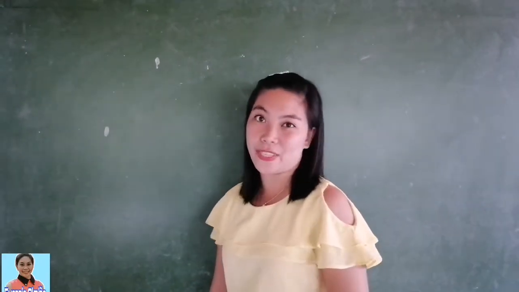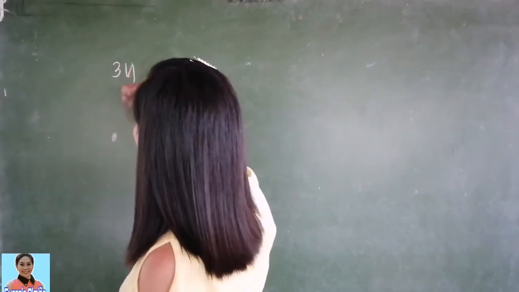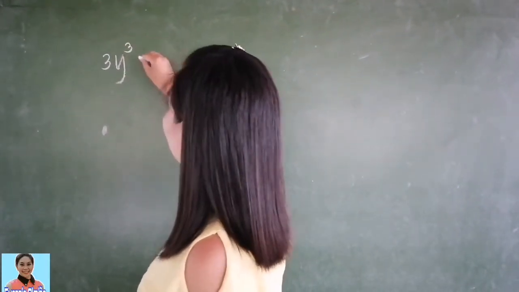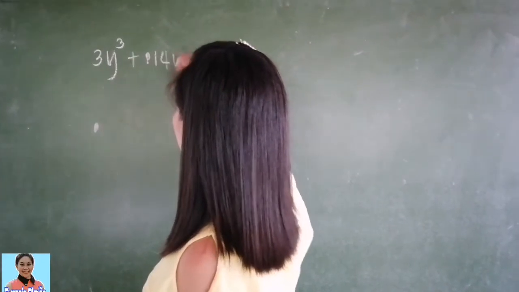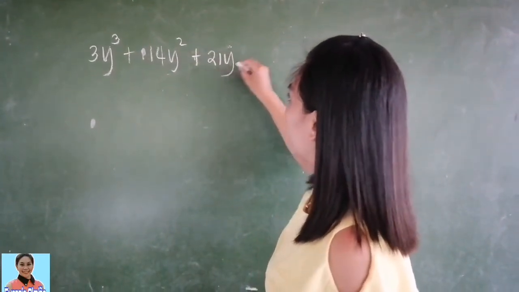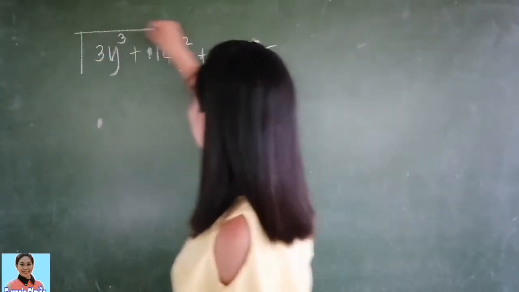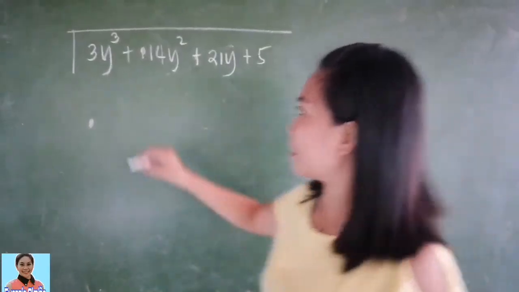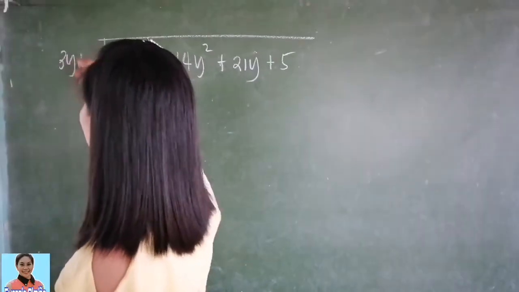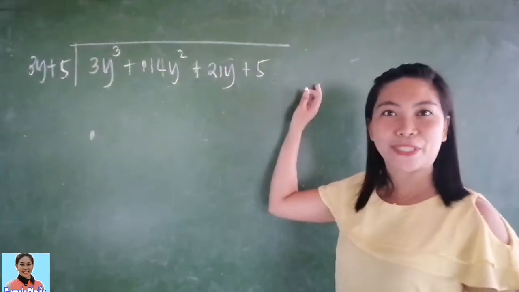Okay, gusto niyo pa po ba yung isang example? This one will be our last example for today's video. So let's have 3y cubed plus 14y squared plus 21y plus 5 divided by 3y plus 5. Okay. So, medyo mahaba po siya, di ba?